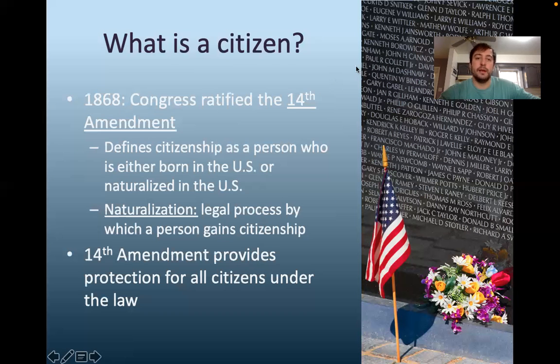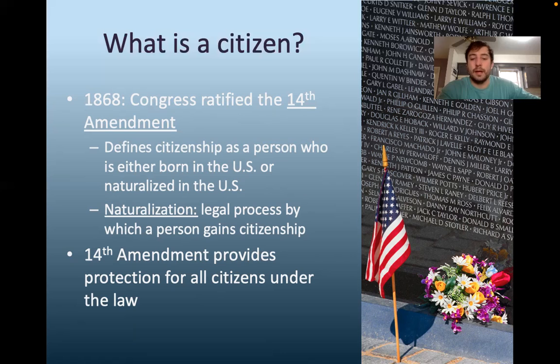All right, so in 1868, Congress ratified the 14th Amendment. After the Civil War, the 14th Amendment was granting citizenship for all persons who were either born in the U.S. or naturalized in the United States. The naturalization process is a legal process by which a person gains citizenship, and this can happen in many ways. Obviously, going through the proper citizenship policy, so we'll talk about that next slide, just going through the process of becoming a citizen.